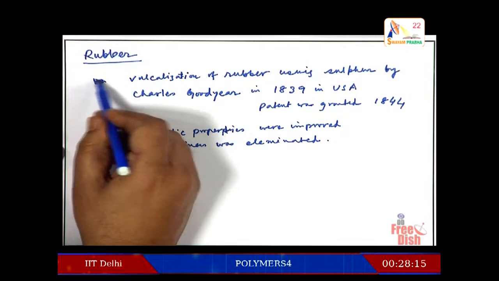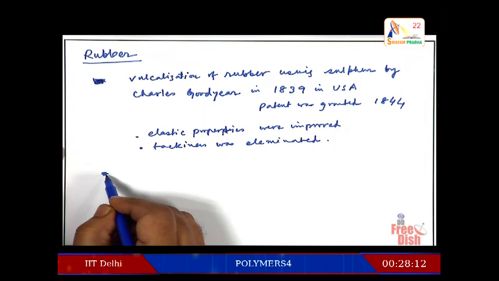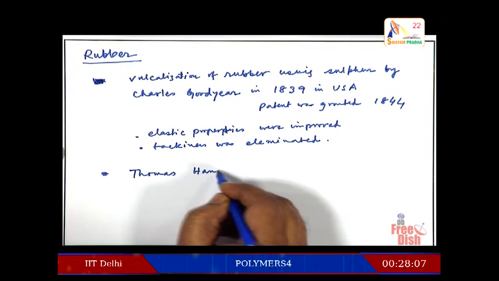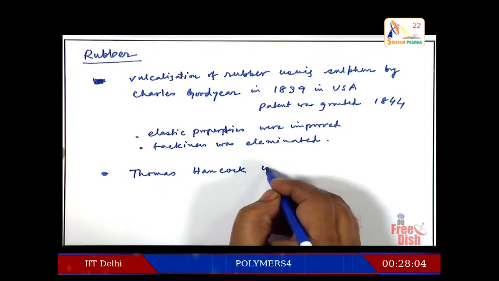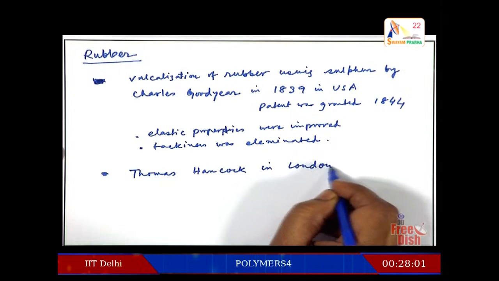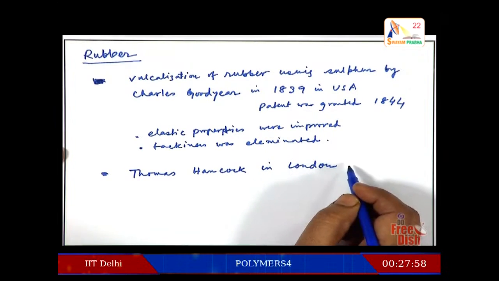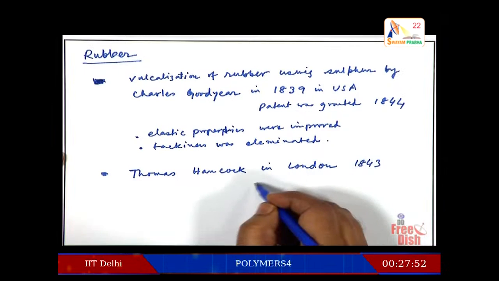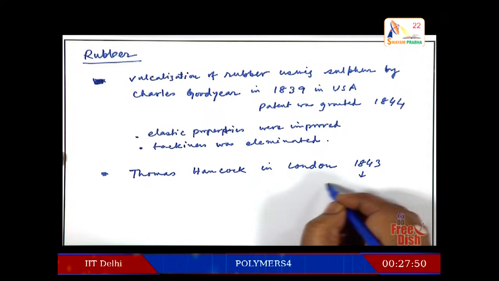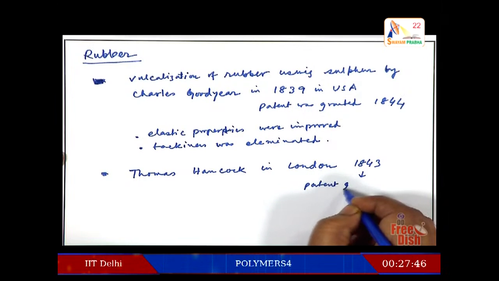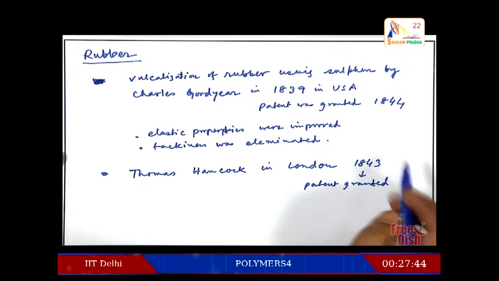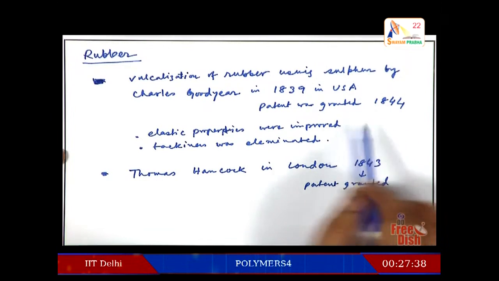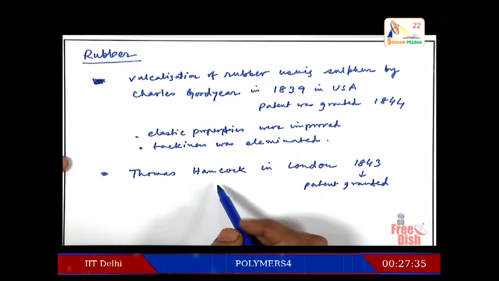Now, at the same time, there is another scientist, Thomas Hancock in London, who also discovered a similar vulcanization method, and he also filed a patent in 1843. This is the filing year, and the patent was granted after Goodyear's patent, in 1844. The first patent was to Charles Goodyear, and next was to Thomas Hancock.